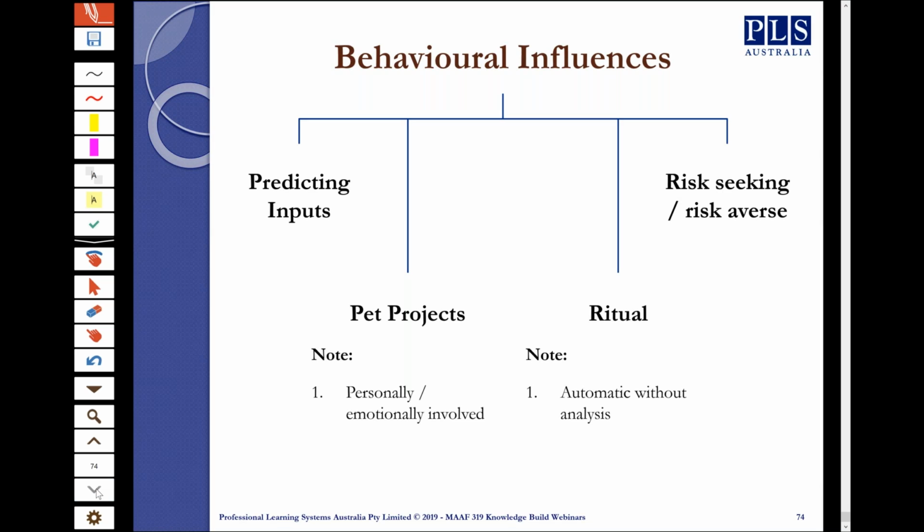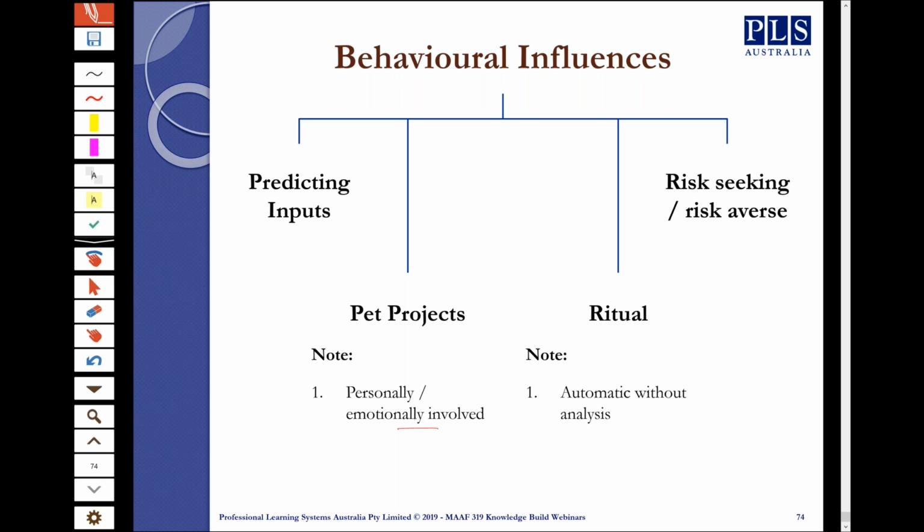So therefore, to round out, and before I jump across to tonight's coverage, behavioural influences, these are fundamentally the factors that will impact upon the construction of numbers. So you've got predicting of inputs. Naturally enough, determining inputs for future years can be subjective. Pet projects, personally or emotionally involved. So you may be attached to this project, so you will create numbers that make the project look attractive.